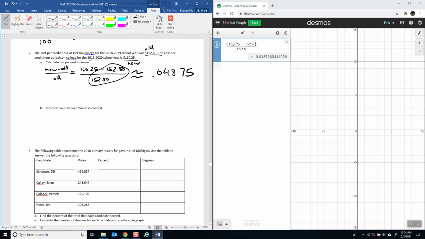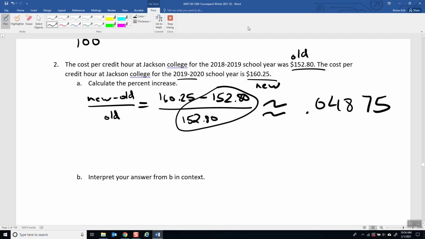0.04875. Notice I did not give you specific instructions on what to round to, so you get to round to whatever you want to. Now, we want the percent increase, so this is the decimal version of that percent. Remember, to convert it to a percent, we multiply by 100, which turns this into 4.88%.